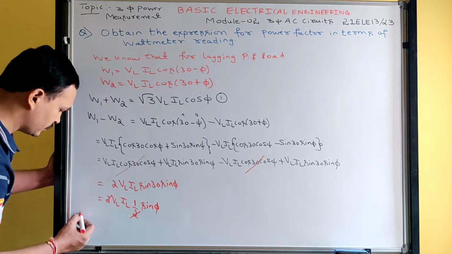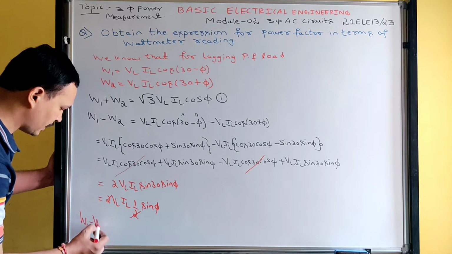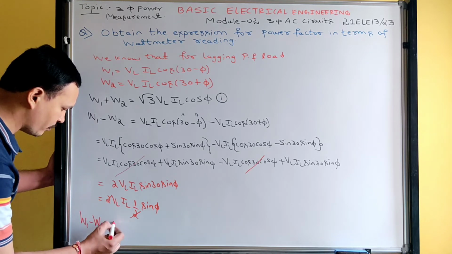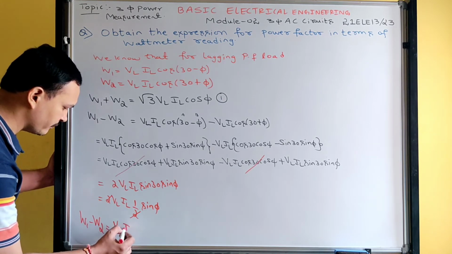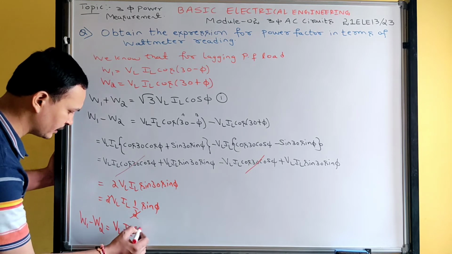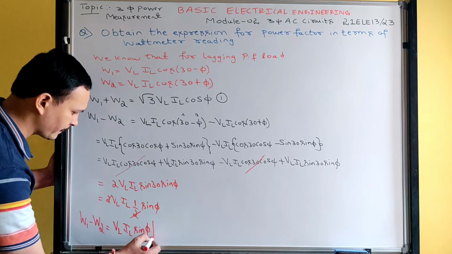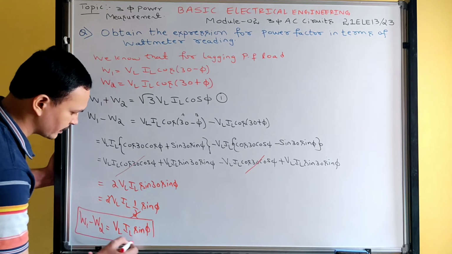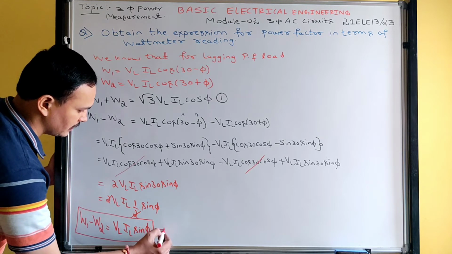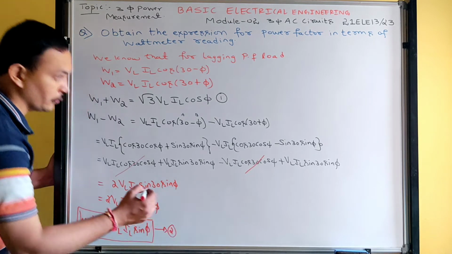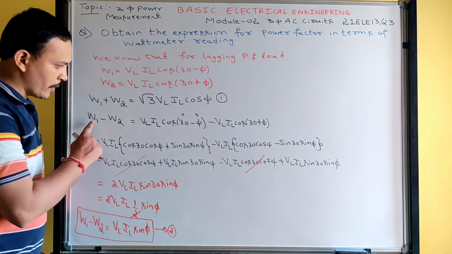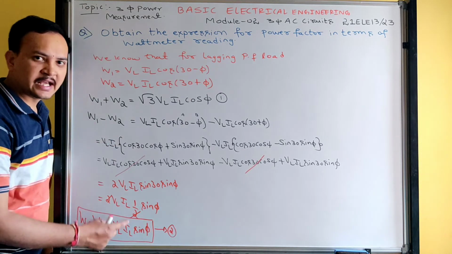The 2 gets cancelled. So finally, by subtracting the 2 wattmeter readings, what is the equation we got? VL IL into sin phi. You can take this as equation number 2. So by subtracting the 2 wattmeter readings, we got this expression.